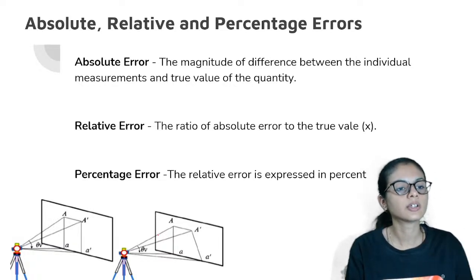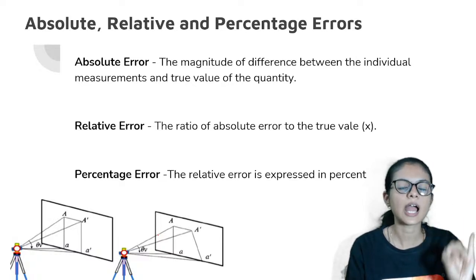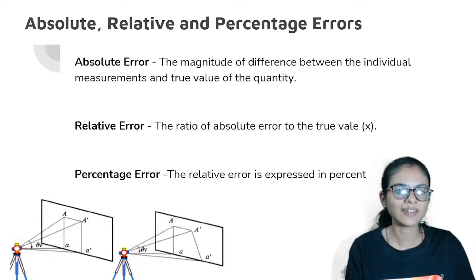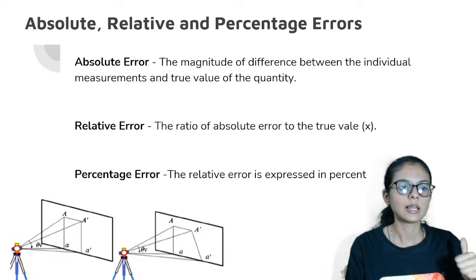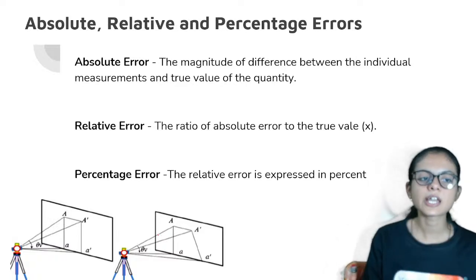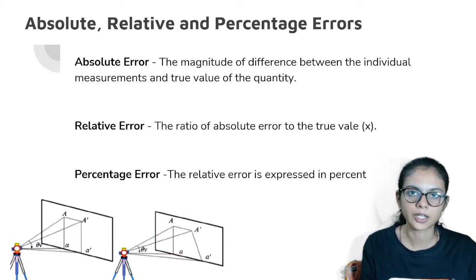Okay, so three kinds of error correction we can do. One is by finding absolute error, relative error, and percentage error. So what are absolute error, relative error, percentage error? Let's understand that now. Speaking about absolute error, it's nothing but the magnitude of the difference between the individual measurement and the true value of the quantity.